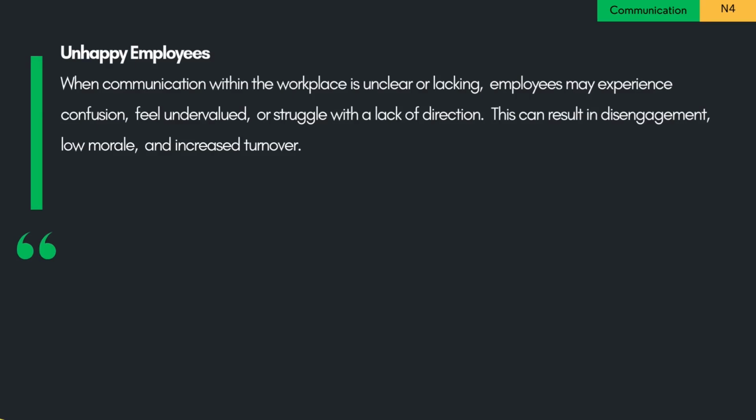2. Unhappy employees. When communication within the workplace is unclear or lacking, employees may experience confusion, feel undervalued, or struggle with a lack of direction. This can result in disengagement, low morale, and increased turnover.